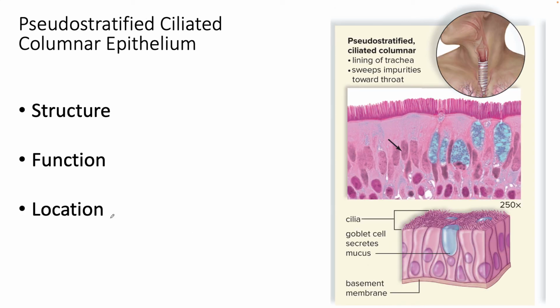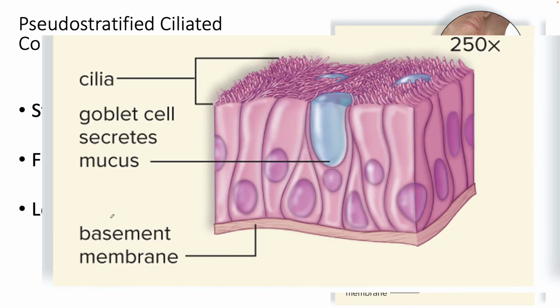Pseudostratified ciliated columnar epithelium. That is quite a mouthful. So let's go through each of those words here. If you look at it, we know that it's pseudostratified. Remember, pseudostratified is fake stratified. It looks like there's two layers. If you look at the nuclei of these cells, it looks like there's actually two different layers, but there aren't. Every single cell touches the basement membrane. So that's why it's pseudostratified. We know it's columnar because these are tall, thin cells.